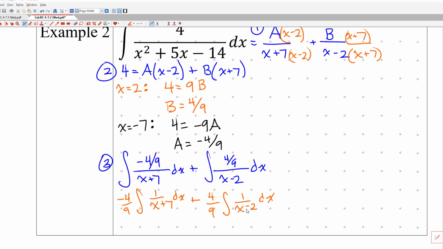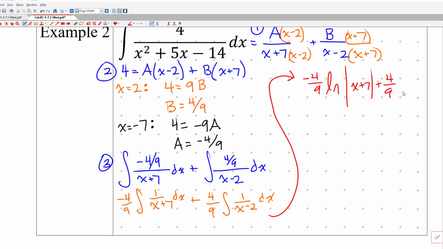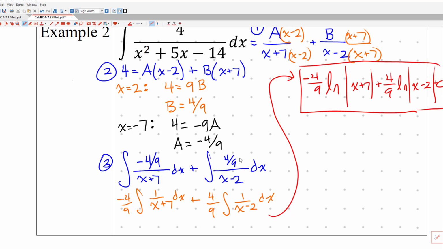And just like we saw before, this is going to be the natural log. I'm running out of room, so I'm going to go up here to the top right. So this is going to be −4/9 natural log of this thing, x plus 7. So natural log absolute value of x plus 7, and then plus 4/9 natural log of absolute value x minus 2. And then don't forget our plus c. And that's our final answer. Box it. So it wasn't that much harder. It did have fractions, but I don't think those are too tricky.